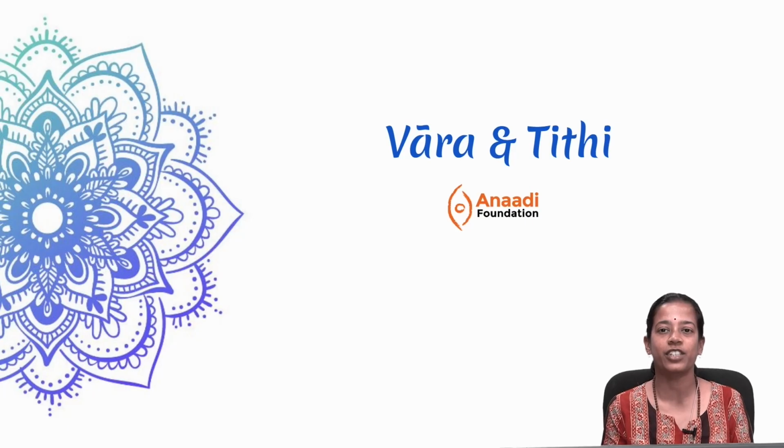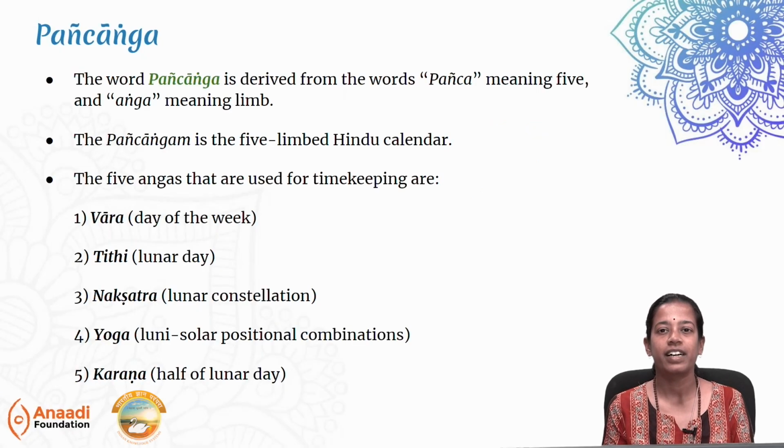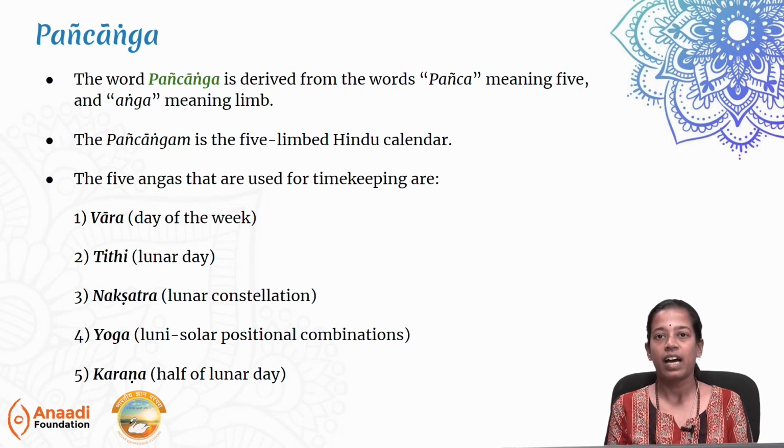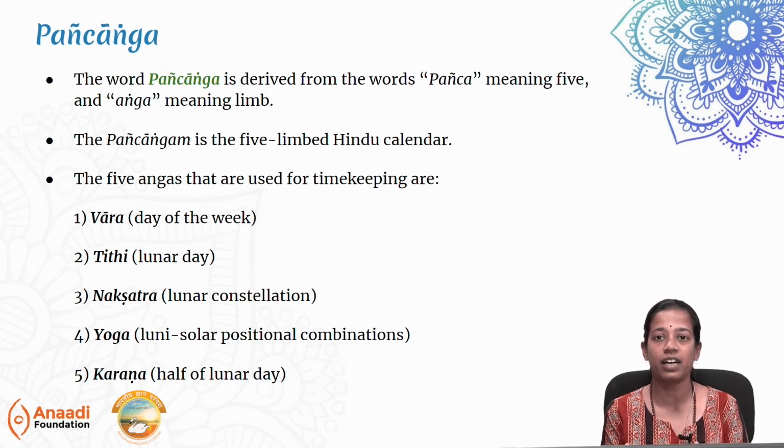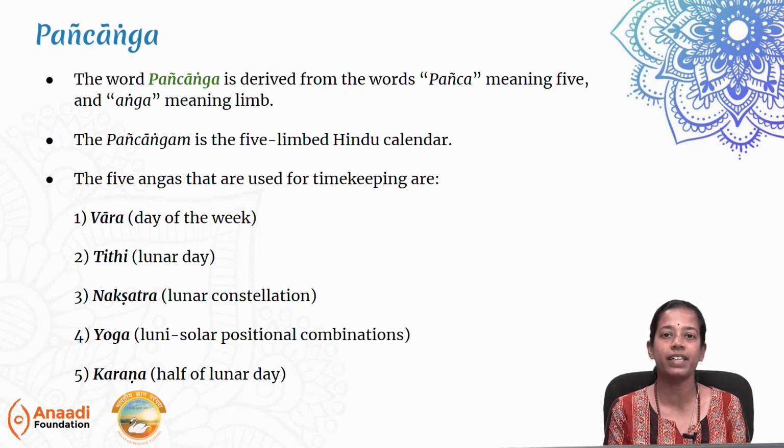In the series of lectures on astronomy, Indian astronomy specifically, we will look at Vara and Tithi in this session. Earlier, we have understood that the Indian calendrical system had a critical component called the Pancha Anga. The word Pancha Anga is derived from Sanskrit, where Pancha means 5 and Anga means limb or component, 5 different organs. So, the Pancha Angam is the 5-limbed Hindu calendar.